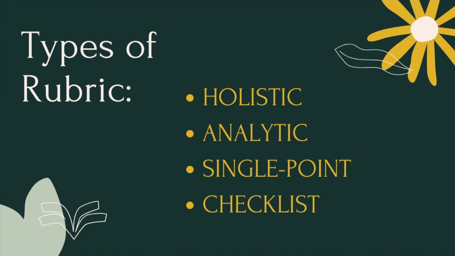There are 4 main types of rubric, all with their inherent strengths and weaknesses. The first rubric is the holistic rubric. The second rubric we'll be looking at is the analytic rubric. The third rubric is the single point rubric. And the final one we'll be looking at today is the good old-fashioned checklist.